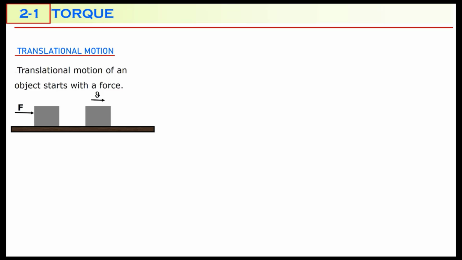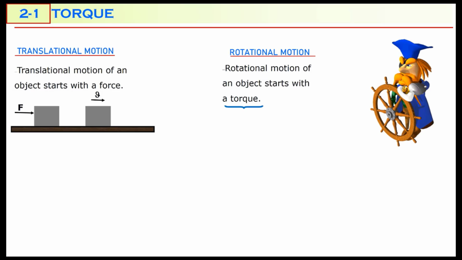You should apply a force on an object to start it, or to stop it. Braking, for example. You brake your car. The braking is also a force, acting in the opposite direction, and the object stops. So a force can start translational motion, or a force can stop translational motion. But rotational motion of an object starts with a torque.